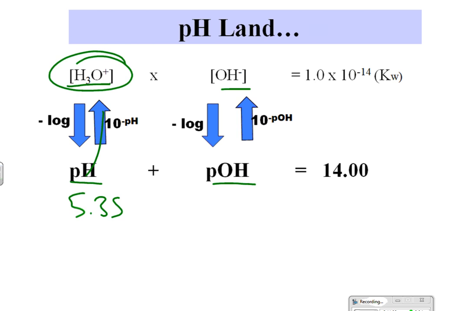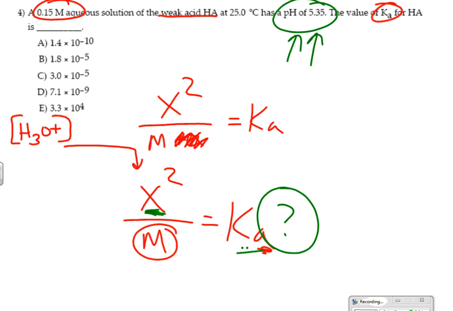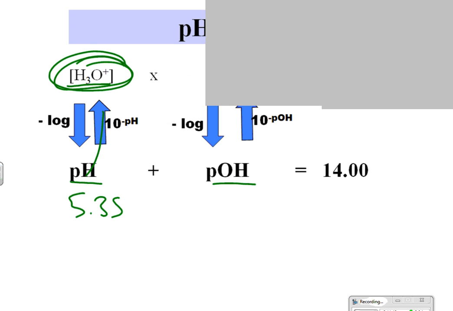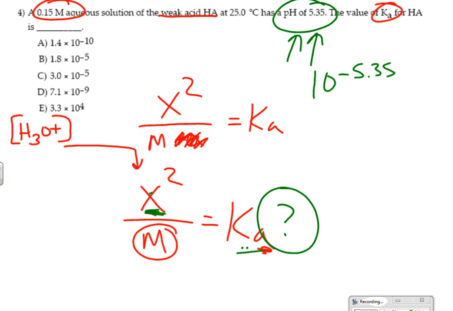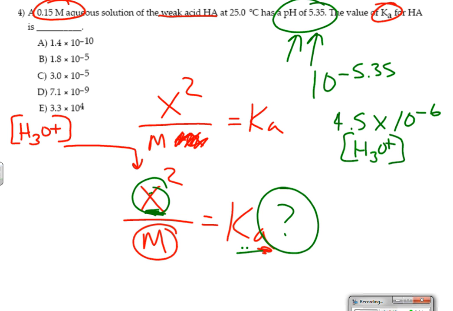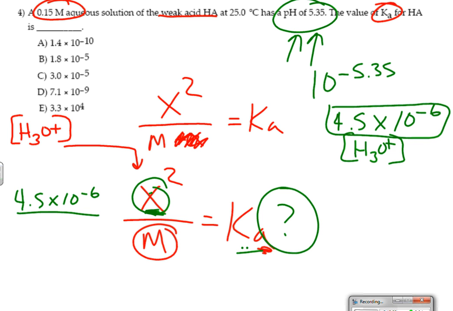So then the opposite of pH is 10 to the negative pH. So what I would do is take 10 to the negative 5.35, and I get 4.5 times 10 to the negative 6 as my value for H3O plus by converting pH to H3O plus. So then that means my X is 4.5 times 10 to the negative 6. So I go back to my expression here. I'm going to put 4.5 times 10 to the negative 6 here, and square it. My molarity is already given to me, 0.15.